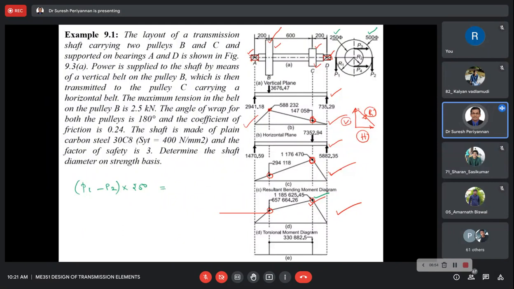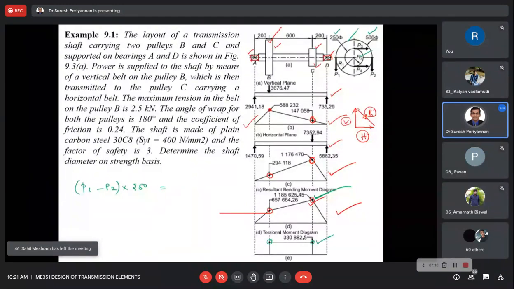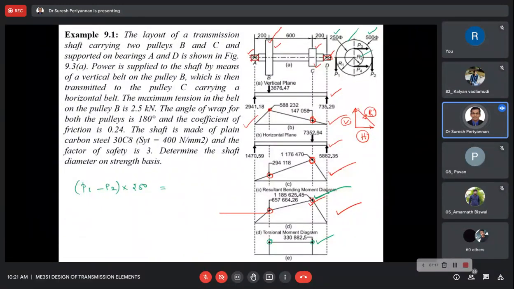You may take this pulley or the smaller pulley for finding the twisting moment. For both pulleys, the twisting moment is the same. Hence, where is the maximum? Which bending moment and twisting moment do we have to consider? This is the maximum resultant bending moment, and this is the twisting moment.